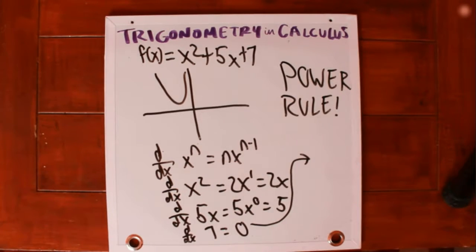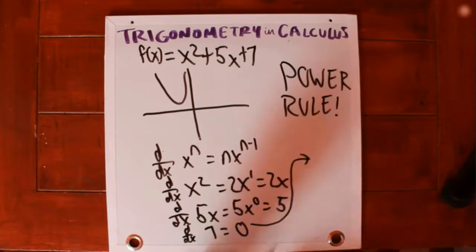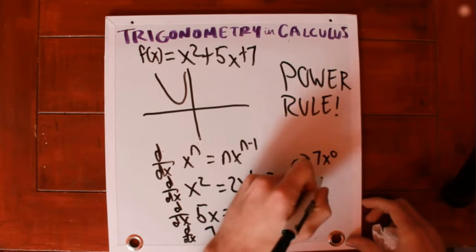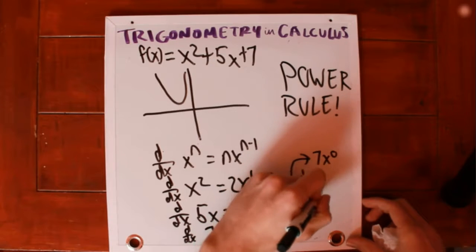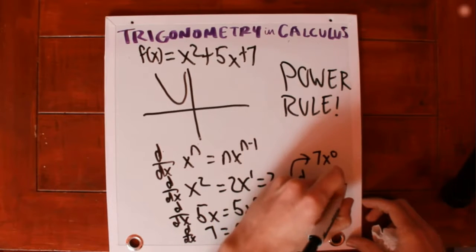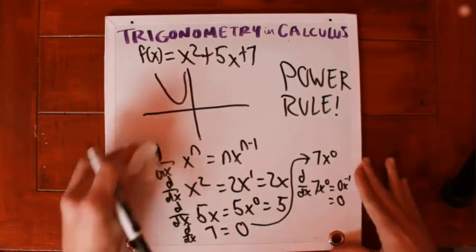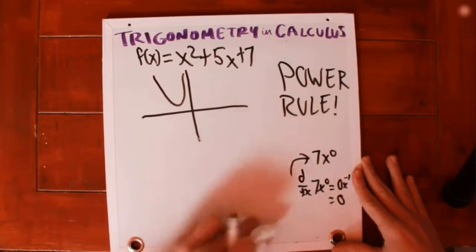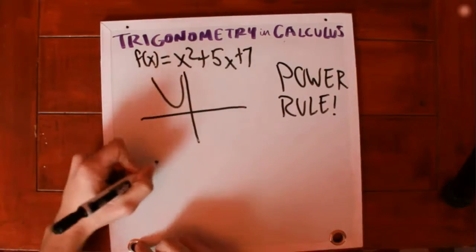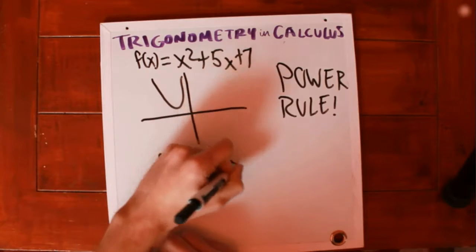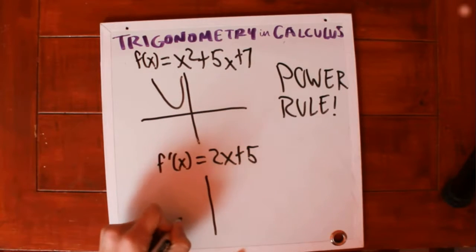Think of it this way. Derivatives measure slope, and the slope of the line y equals 7 is 0. Or, mathematically speaking, 7 is equal to 7x to the 0, and applying the power rule gives us 0x to the power of negative 1, or 0. We can take all of these singular derivatives and add them together to form the derivative of our function, 2x plus 5. So that's what a derivative is and how they work.